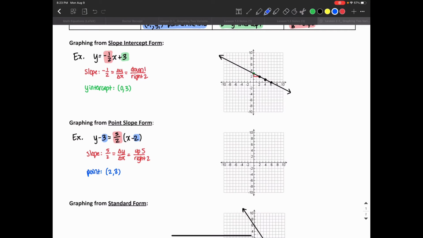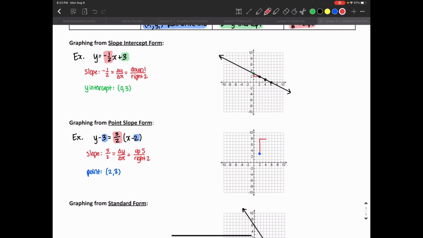So (2, 3) is my point that I have, and then I'm going to apply the slope, which is up 5: 1, 2, 3, 4, 5. So up 5, and to the right 2. Did I do this right? 1, 2, 3, 4, 5.